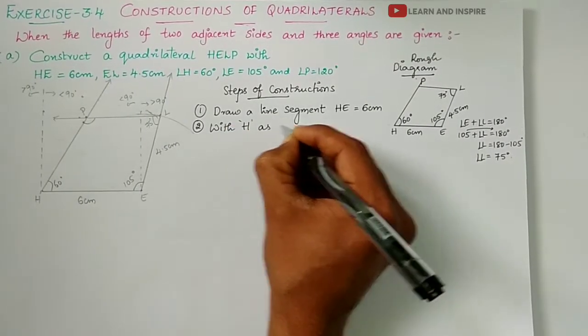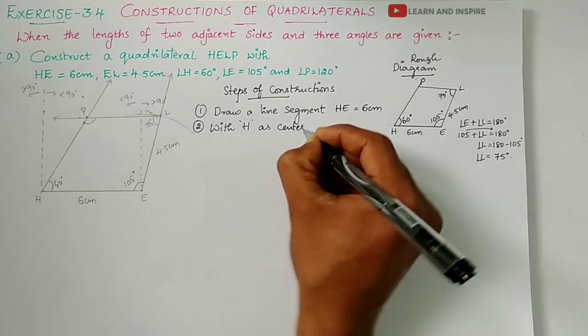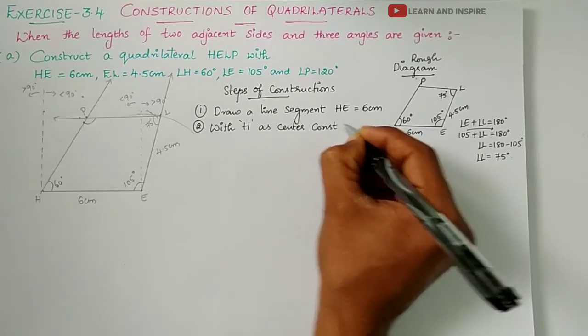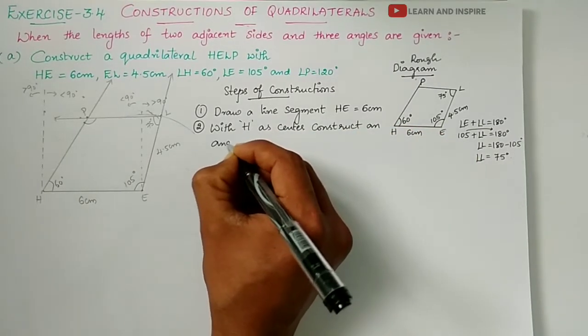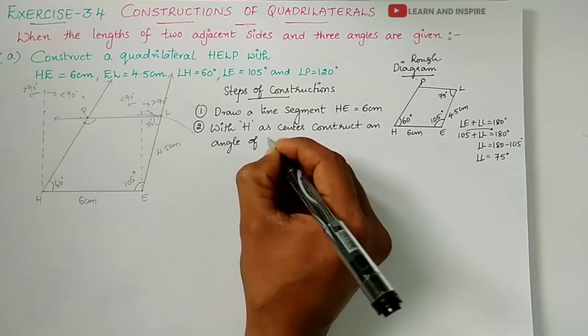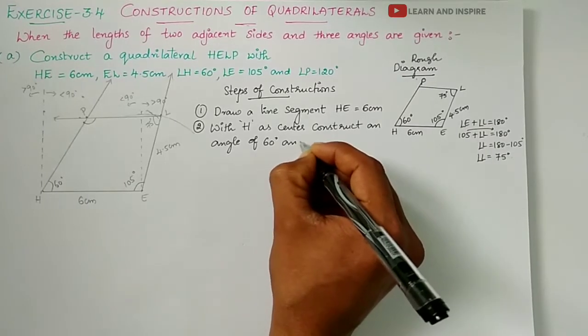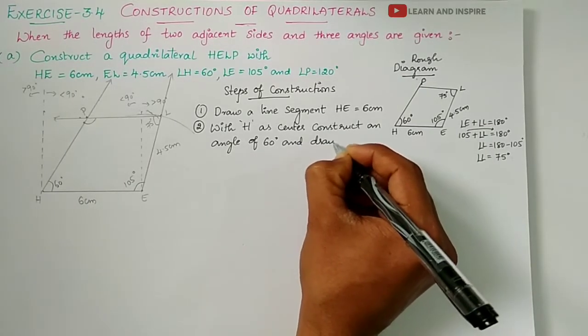With H as center, construct an angle of 60 degrees and draw a ray.